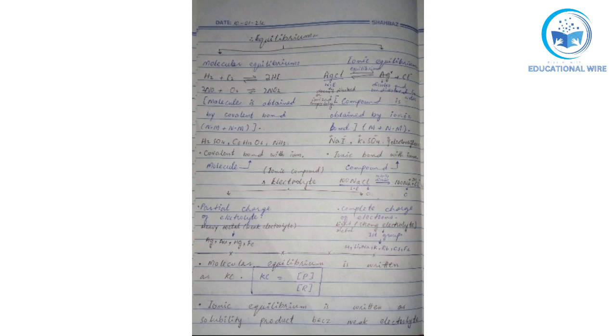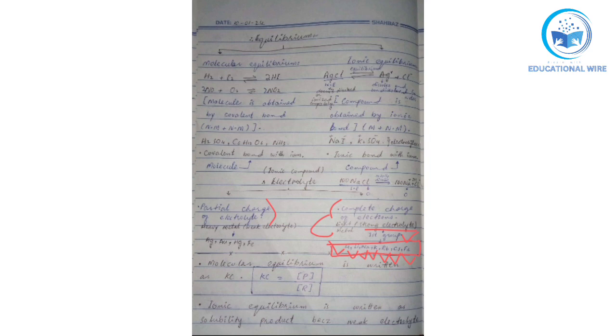In electrolytes we have partial charge of electrolyte and complete charge of electrolyte. What is meant by partial charge of electrolyte and complete charge of electrolyte? Basically, complete charge of electrolyte involves light metals, and light metals are strong electrolytes, present in the first group. In the first group we have hydrogen, lithium, Na, potassium, rubidium, cesium, francium. These are all from the first group, and these are light metals, and light metals are strong electrolytes. So these are complete charge of electrolytes.